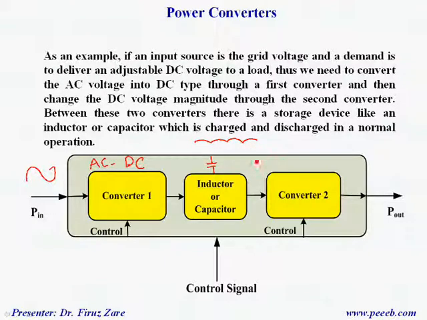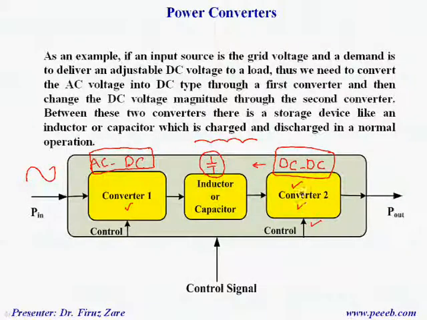Here we have a DC voltage. So this source is a DC source for this converter. We need another converter which is DC to DC, and by controlling this converter, we can adjust the output voltage. So in this case we have two converters. The first one is an AC-DC converter, and the second one is a DC-DC converter, and these converters are connected through this capacitor. This capacitor is a filter for this converter and is the voltage source for this converter.